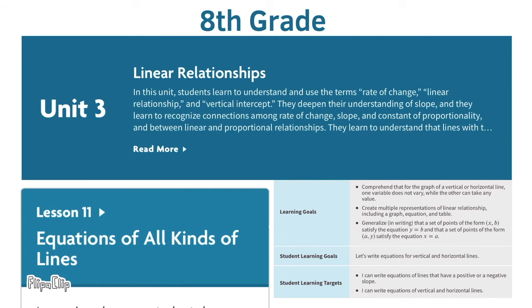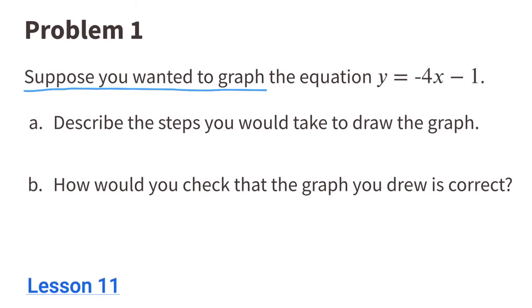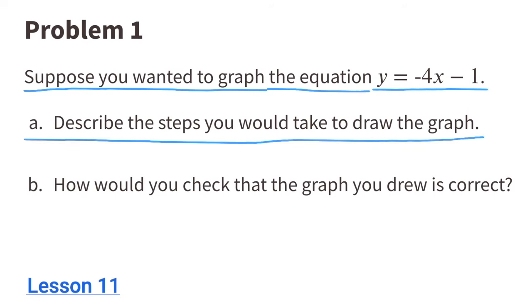8th grade, Unit 3, Lesson 11, Equations of all kinds of lines. Problem 1. Suppose you wanted to graph the equation y equals -4x minus 1. A. Describe the steps you would take to draw the graph.